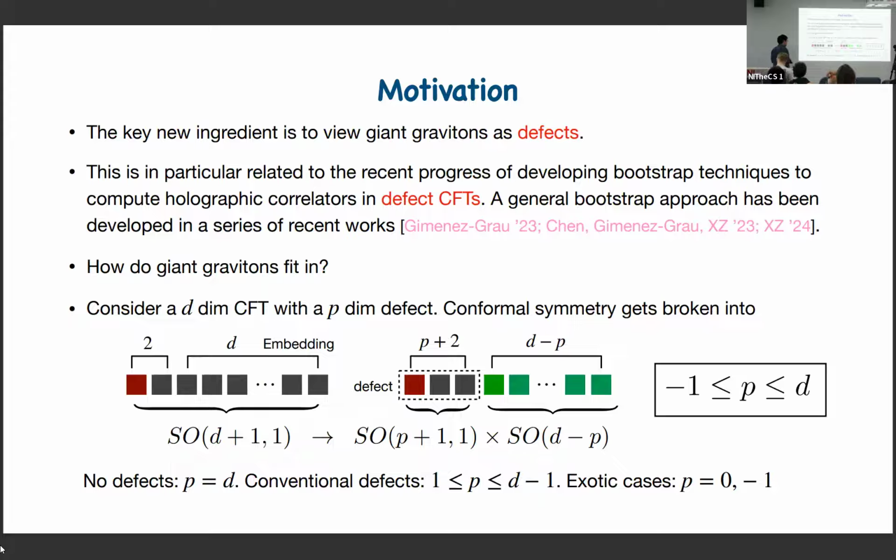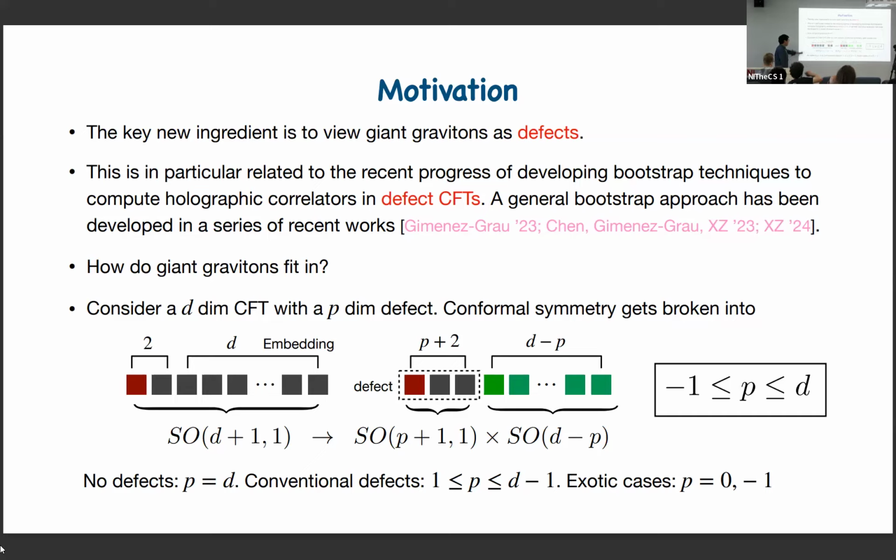The defect-free case can be viewed as p equals d, so you have a sort of space-filling defect. Usually when we think about defects, we start from p equals 1, which is a line defect. You can also have a surface defect, which is p equals 2. You can go all the way to d-1, which is like a boundary or an interface.